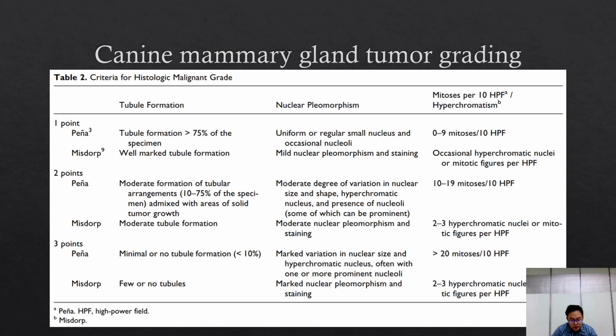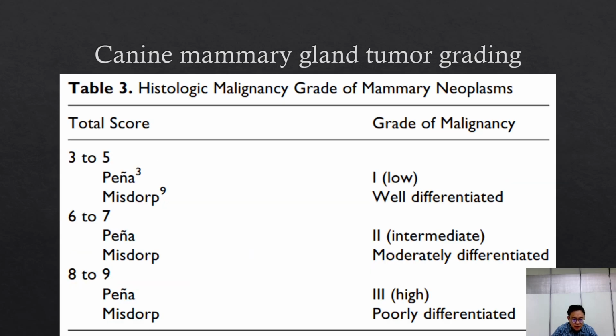But if there's variation in the size and shape of the nuclei with one or more prominent nucleus, you get 3 points. If the mitoses are less than 9, you get 1 point. If the mitoses are greater than 20, you get 3 points. Then add these points to get the total score from 3 to 9. And we can divide the mammary gland tumor into grade 1, 2, and 3, which is from well differentiated to poorly differentiated mammary gland tumor.